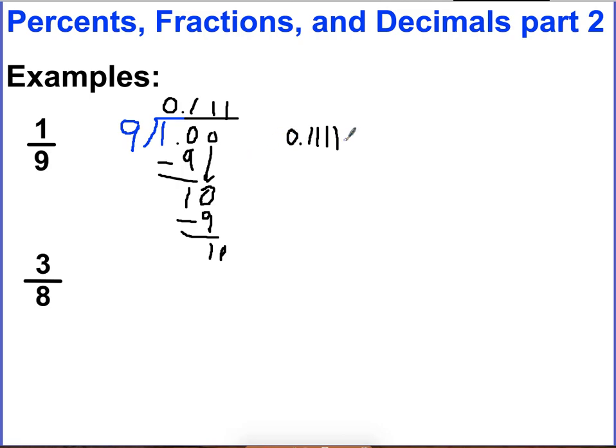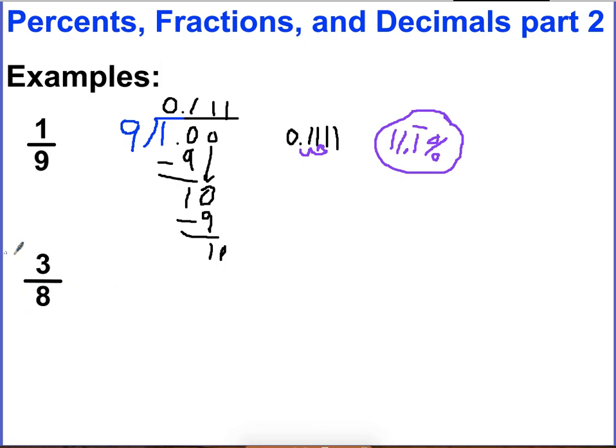And then we have to remember to go to a percent now. Move this over to the right twice. That's multiplying by 100. So then I have 11.1, and then I'm going to put a bar over that 1 because that 1 goes on forever. Percent. The part that gets tricky about this is probably the long division. Let's look at another one.